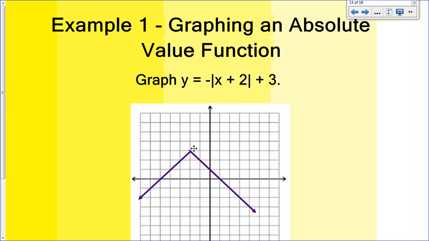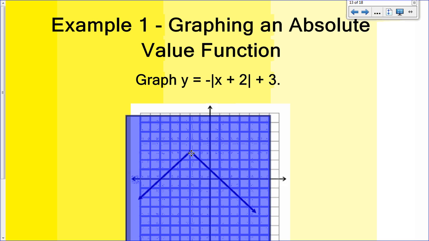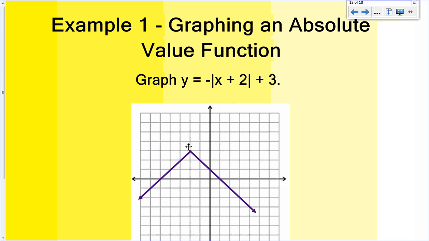So we're going to go to -2, up to 3, put a point. The graph opens downward. And, oh, sorry about that, the slope is 1. So we're going to go down 1, over 1, down 1, over 1, down 1, over 1. Draw your line. And since it's symmetric, we're going to do the same thing in the opposite direction.